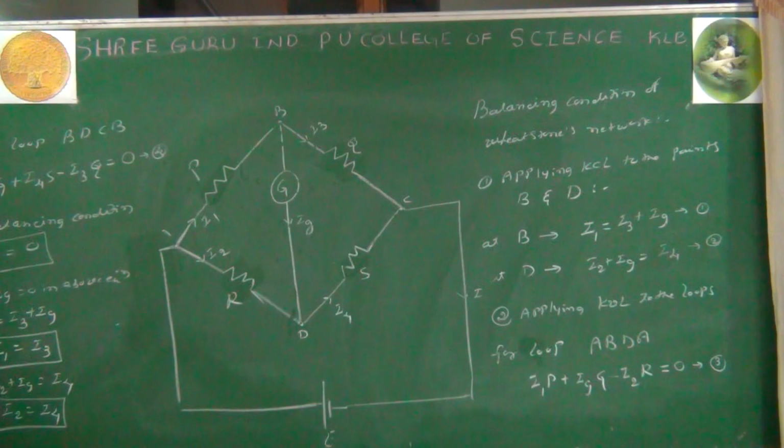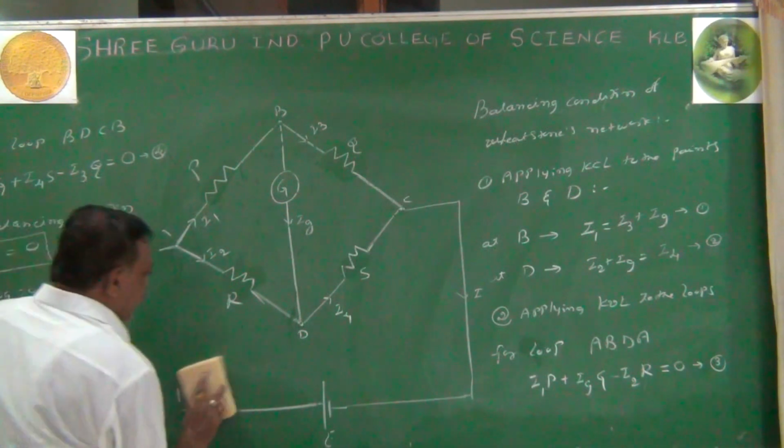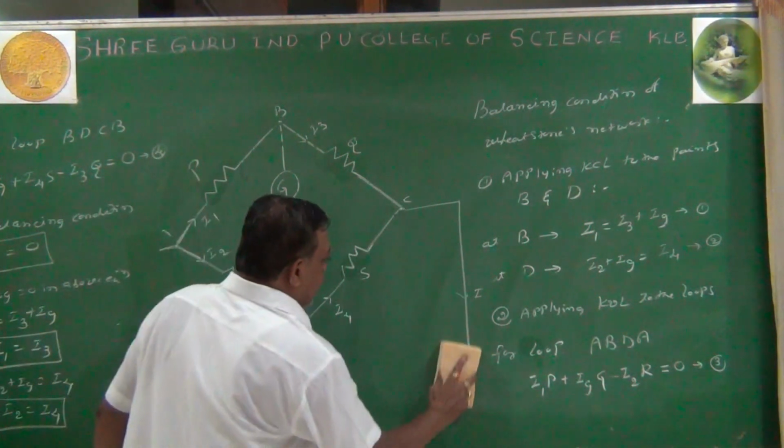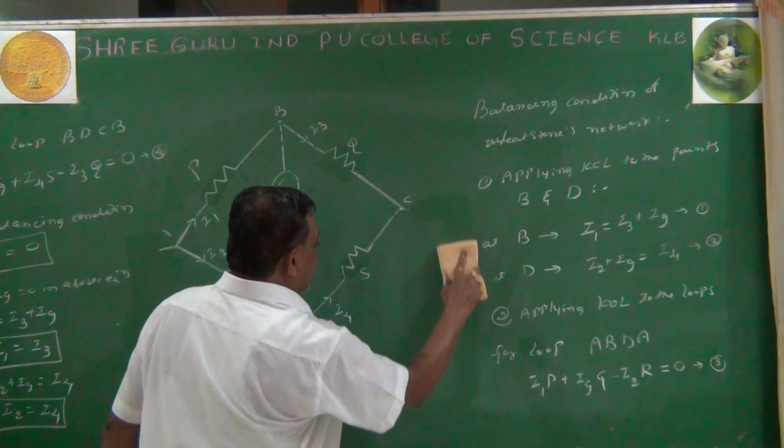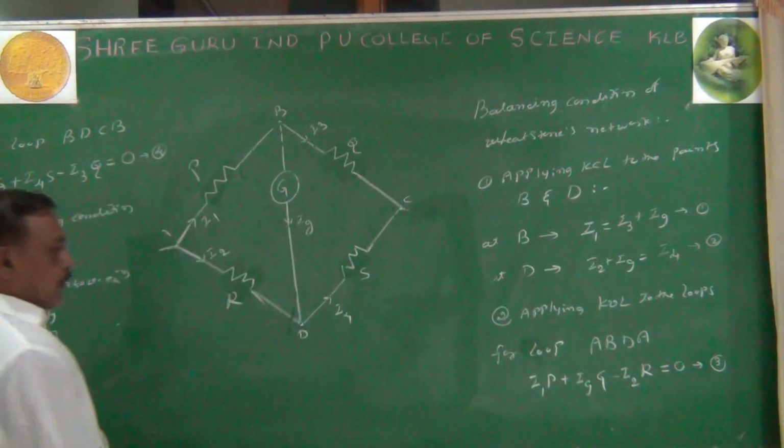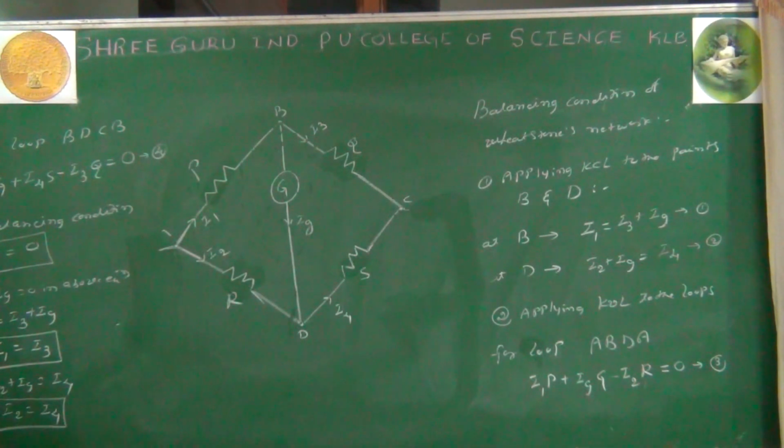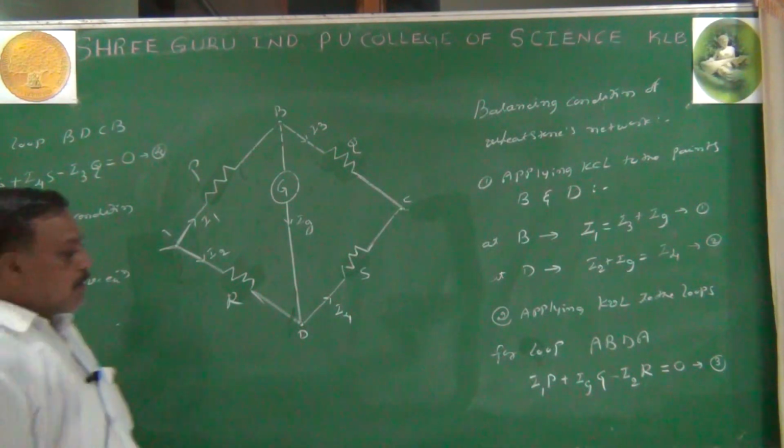Right? I1 equals I3 and I2 equals I4. Now this part of the figure can be erased, and I can use that part for writing things. Right? Then, what about the third equation?